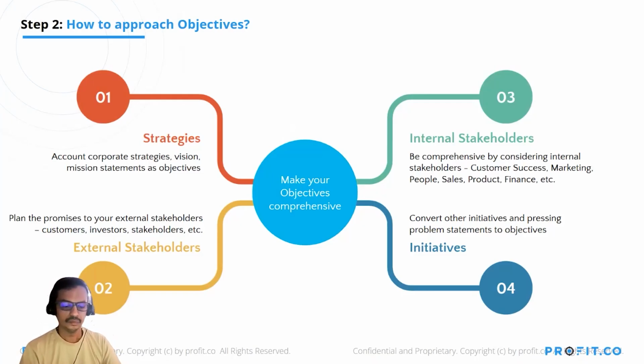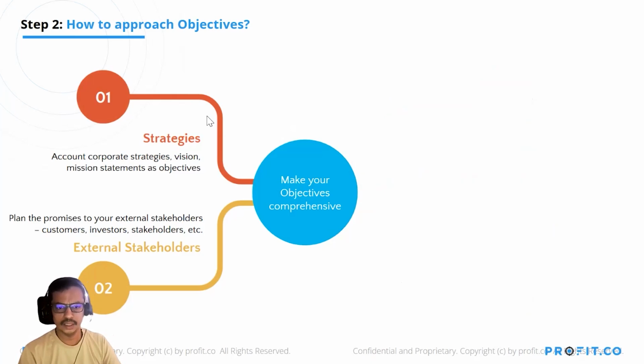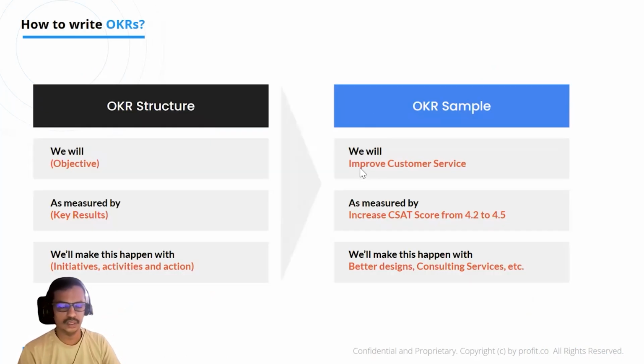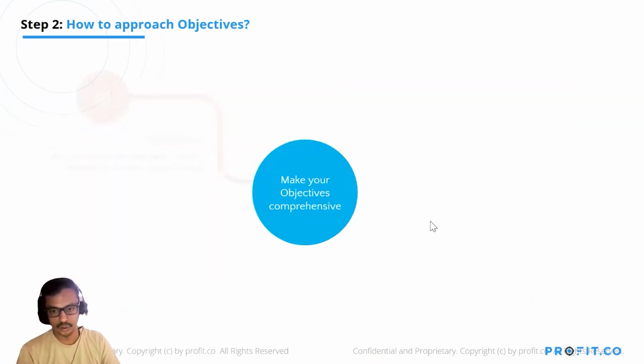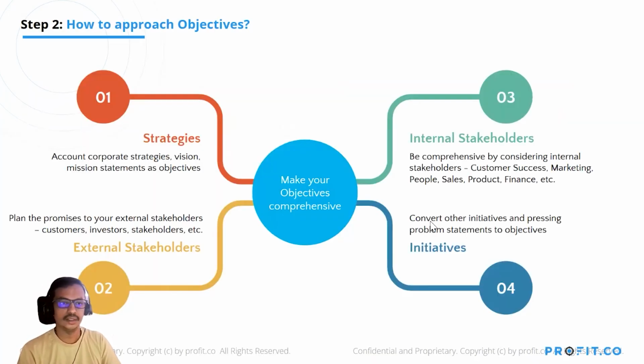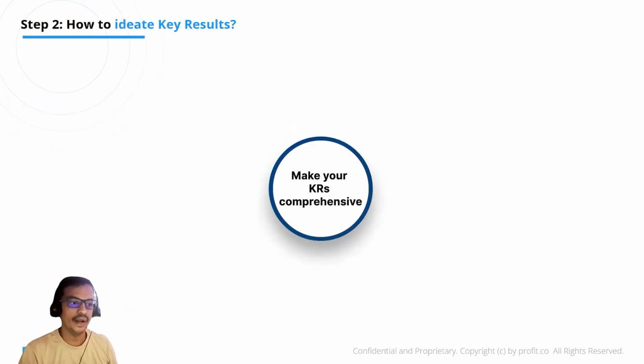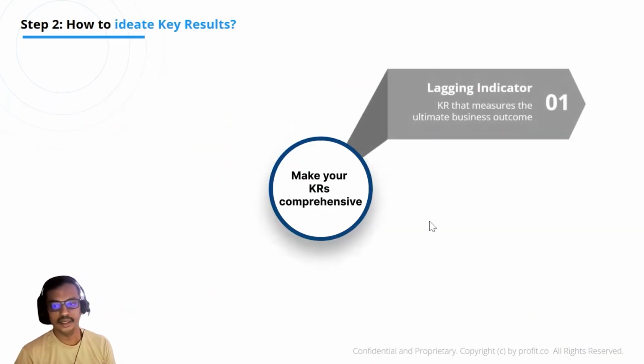Now, we saw this earlier. Your objective is a qualitative statement which articulates what you want to accomplish. Then how you are going to measure the success of your objective is through key results. So we will see how to write, or how to ideate, our key results. As soon as the objective is created, the first and foremost thing that you will have to do is to write your lagging indicator key result. A lagging indicator key result is the one which is going to measure the success of your objectives.